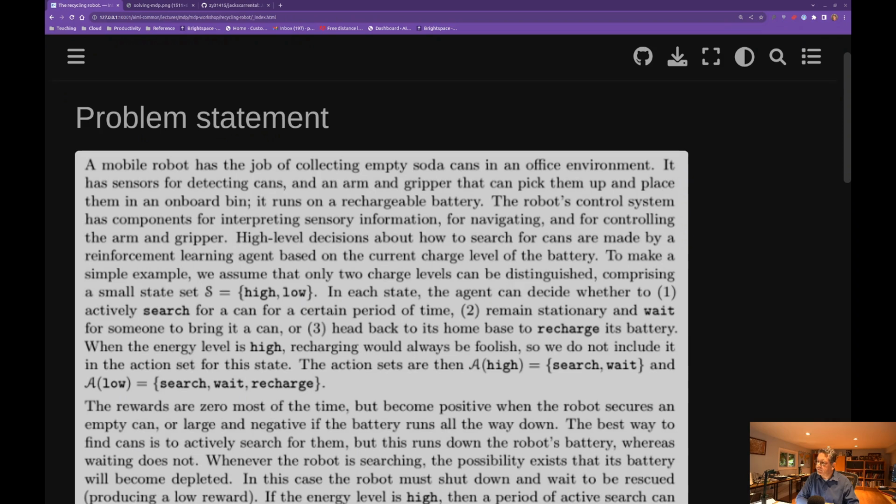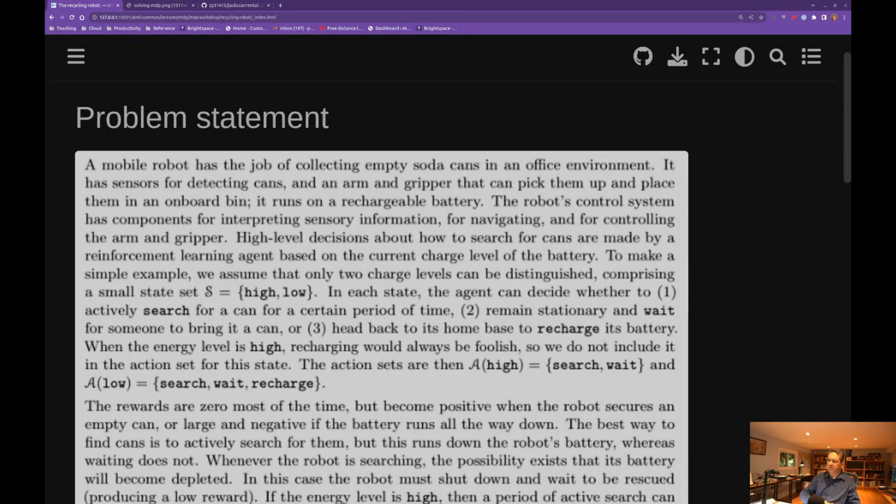So effectively we have action sets which are determined based on what makes sense for the robot to do. For example, not necessarily to recharge the battery when the state of the battery is high, and definitely we need to do that when it's low.